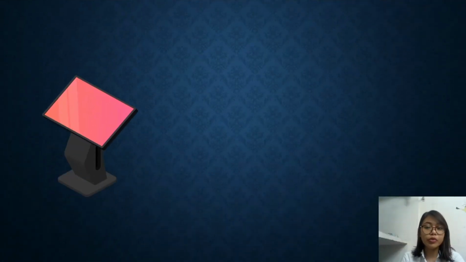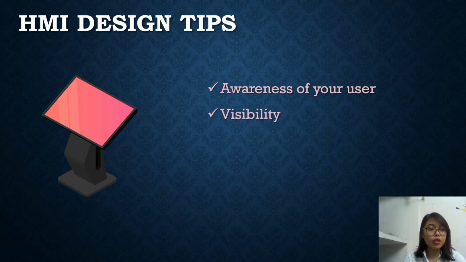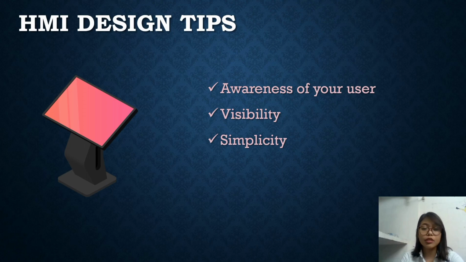Okay, so some of the HMI design tips are awareness of your user. So think about the people that are going to use it. The next one is visibility. It is important to make the important things easy to find. The next one is simplicity. The more uncluttered the interface is, the higher the user adoption rate it will have. The next one is consistency. Use consistent design elements.